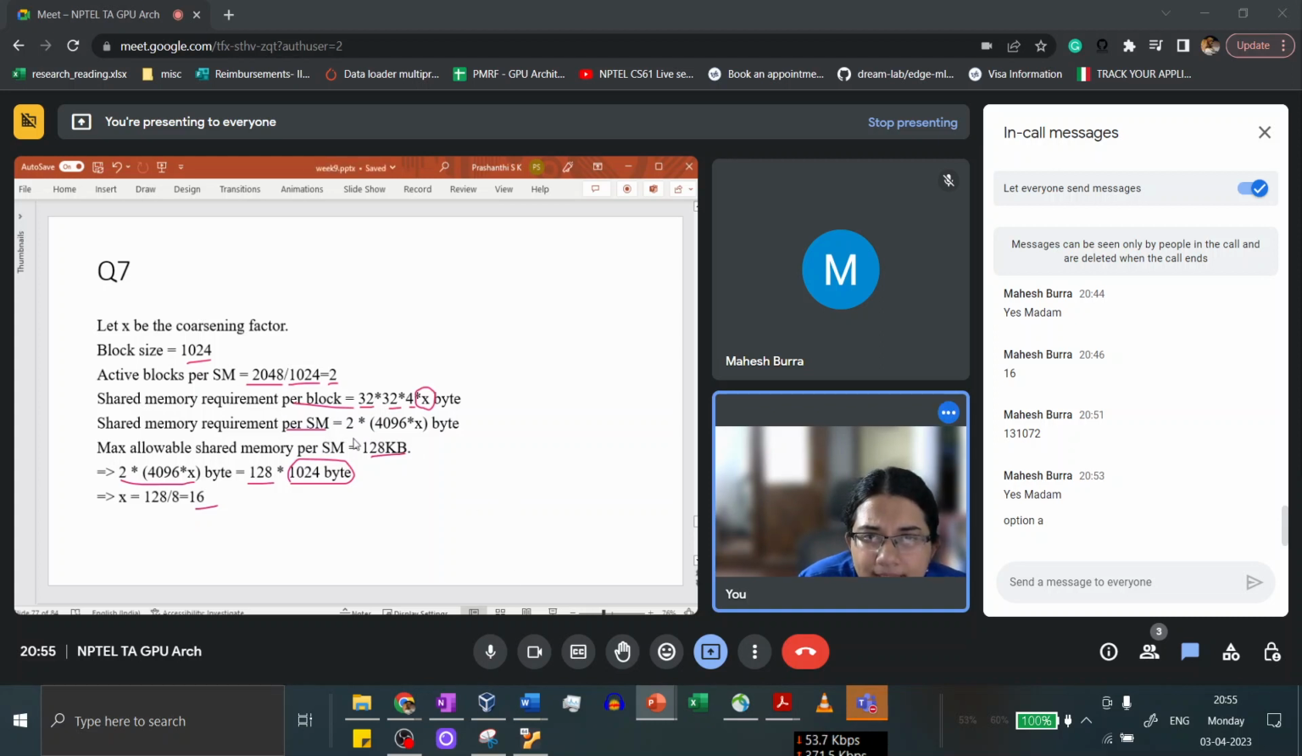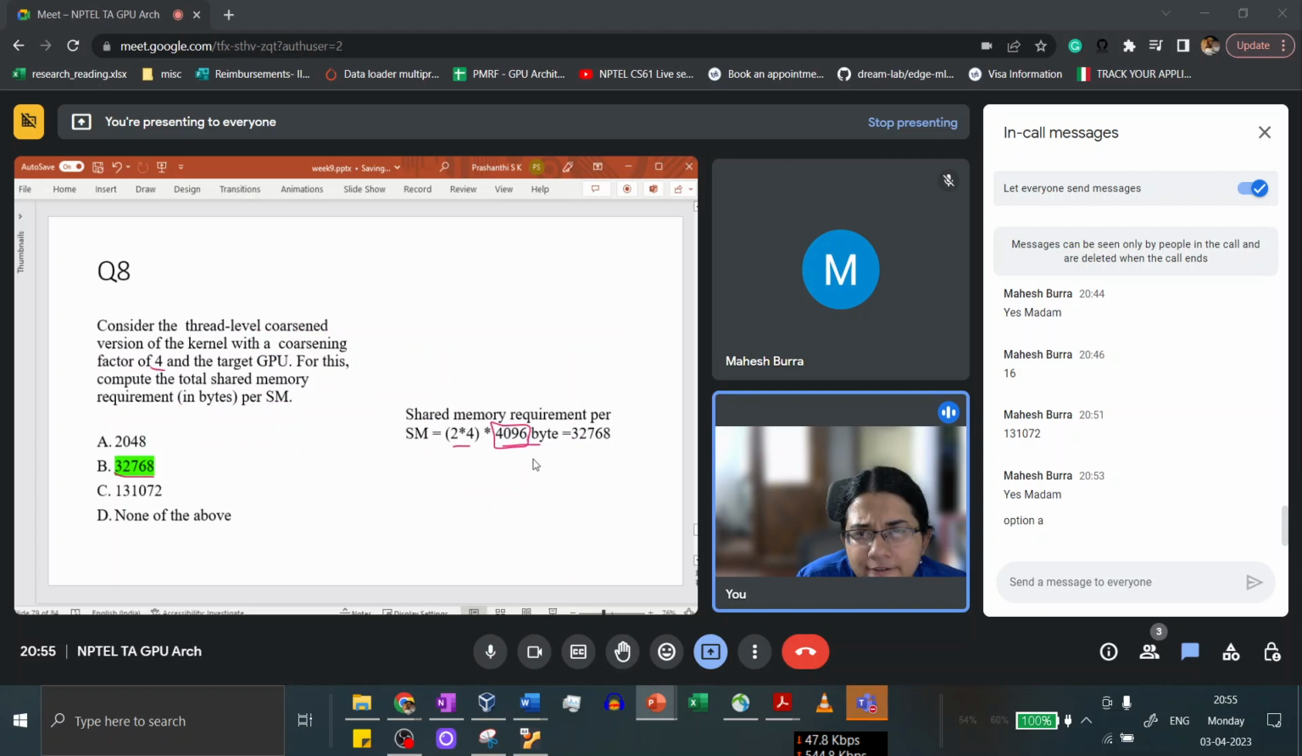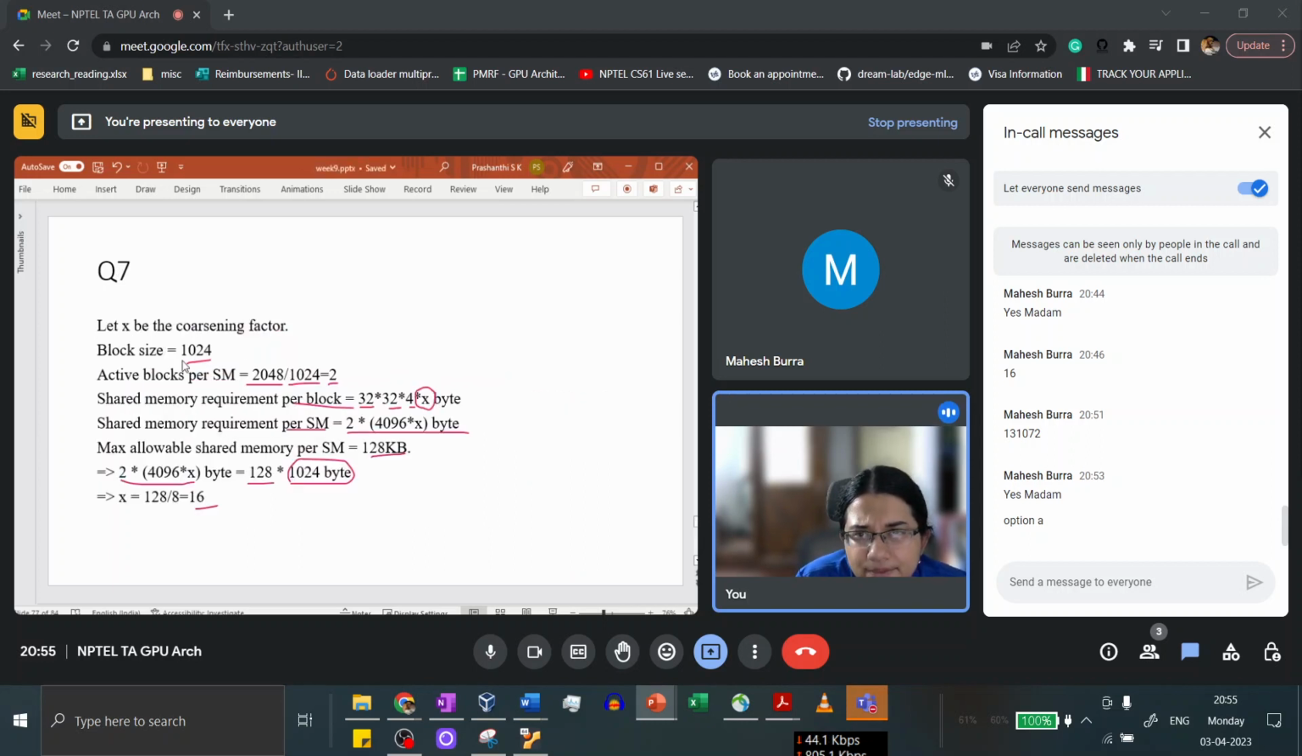So if you were to write a generalized formula, it would be blocks per SM. You need to write what these terms are: blocks per SM into shared memory requirement per block into quotienting factor. But I would always prefer to work it out from first principles. It's just 3 steps, so you can work it out.